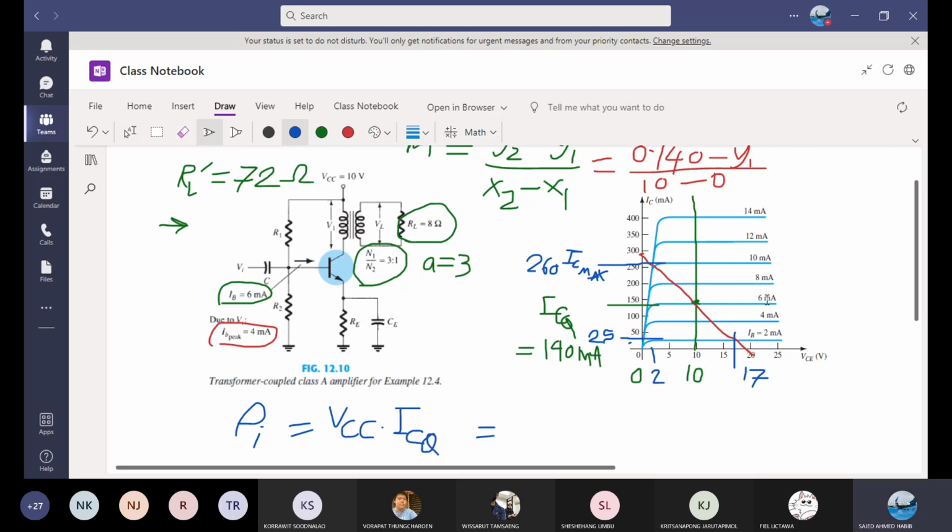We found it graphically from IBQ. This is IBQ. If you extend horizontally on the IC axis, that is ICQ. So ICQ is around 140 milliamp. You multiply by 10 volt, you have how many watts? 10 volts times 0.140 ampere. Is it 1.4 watts?